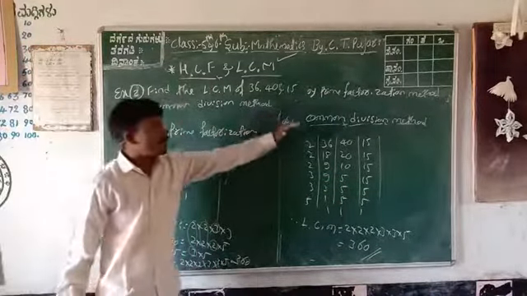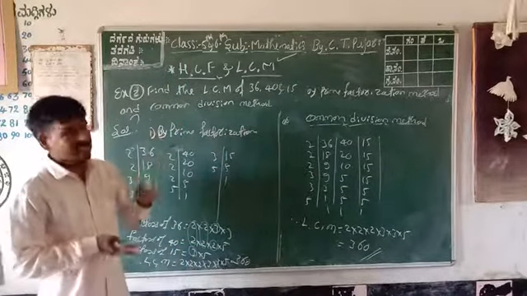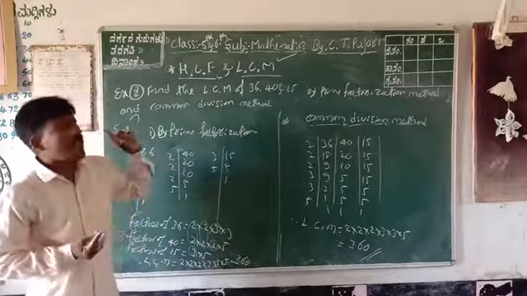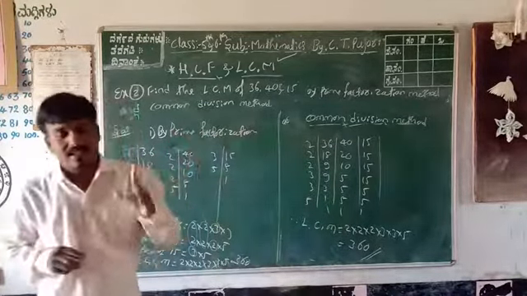This one is the common division method. You can choose any one method to find out the LCM. Got it? The next and last concept is the relationship between the HCF and LCM. That is the last method.